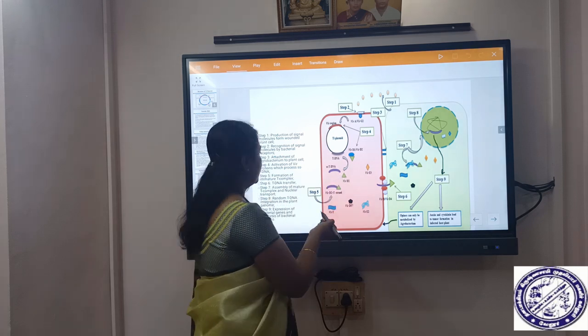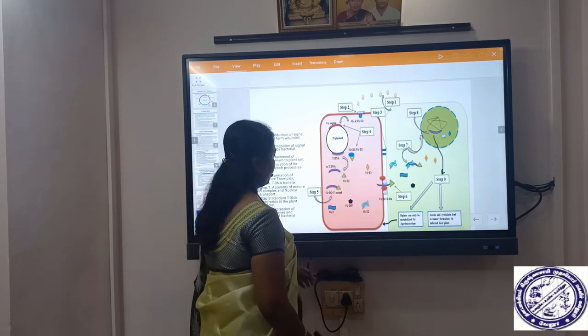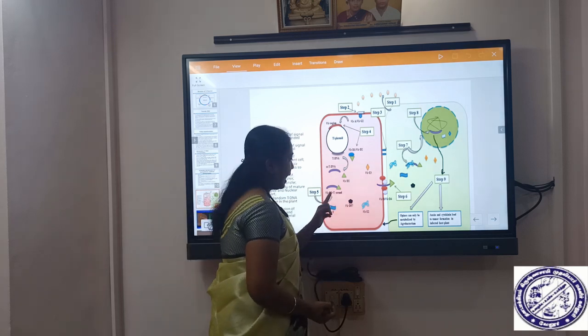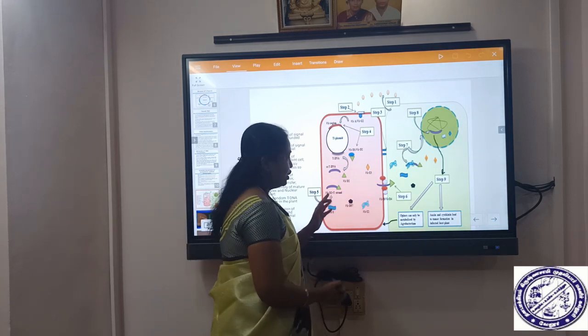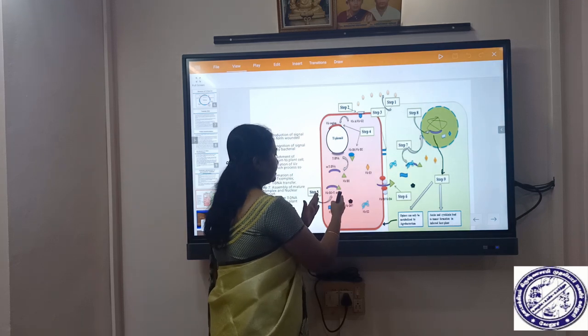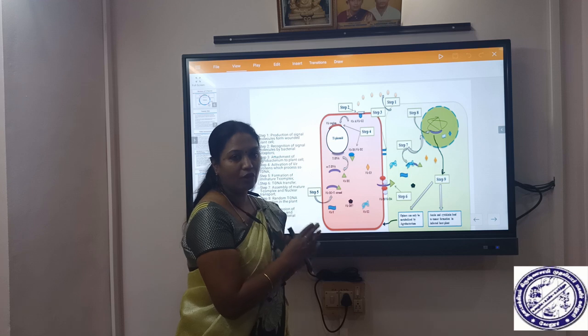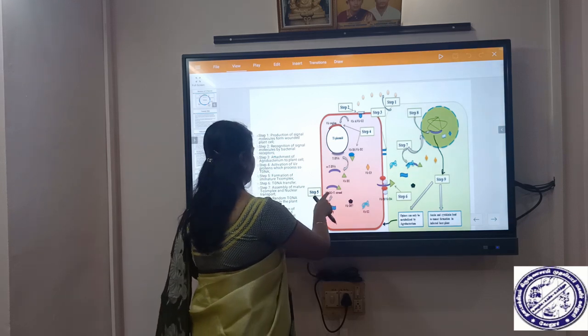The fifth step is formation of immature T complex. So this is the fifth step. Here you can see the virulence gene as well as the T strand. So this we call the immature tDNA complex. This is the fifth step.